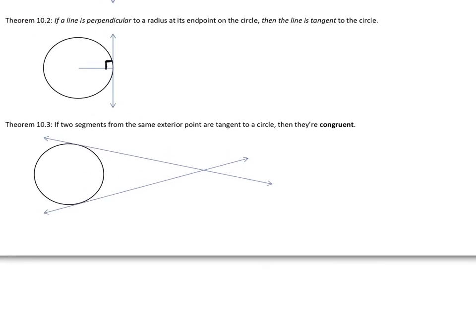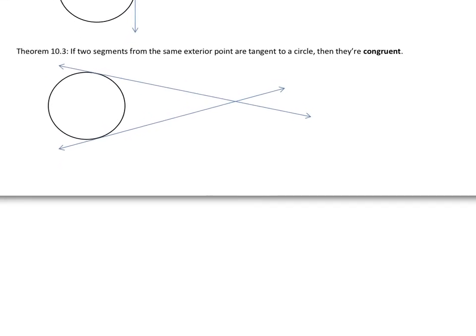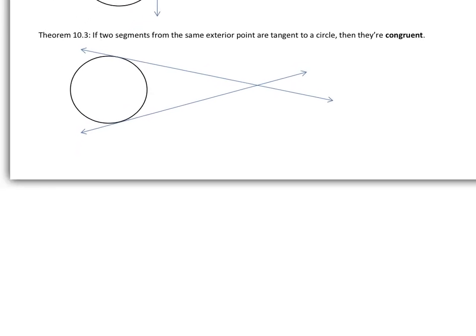Last, if two segments from the same exterior point are tangent to the circle, then they're congruent. So this segment and this segment are from the same exterior point and they're tangent to the circle, so that means they are congruent, meaning this segment is congruent to this segment. So if this segment is 5, then this segment is also 5.